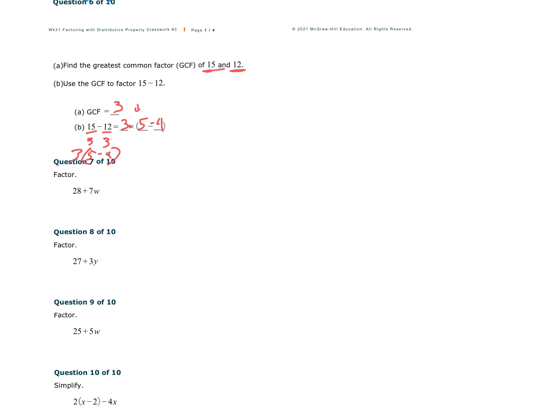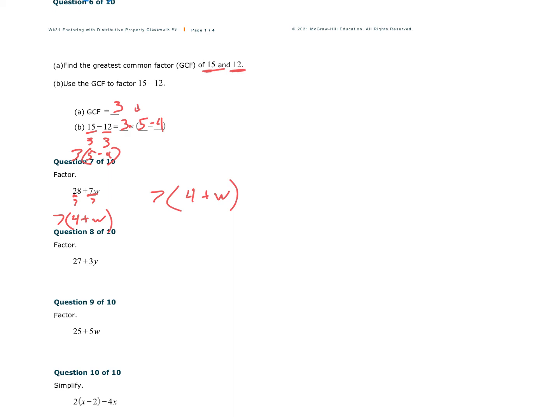All right, question 7. We are going to factor 28 plus 7 times W. Okay, what's the greatest common factor of 28 and 7? Yeah, it's 7. So we're going to divide both by 7. So what I'm left with: 28 divided by 7 is 4. 7W divided by 7 is just W. We can use the distributive property to go back to our original to check our answer.